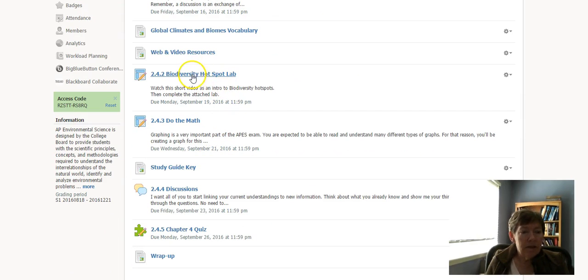Secondly, the biodiversity hotspot lab, that's due Monday. That shouldn't take more than about a half hour to 45 minutes, and it's what I would call a paper and pencil lab, so you don't need any materials to complete that.